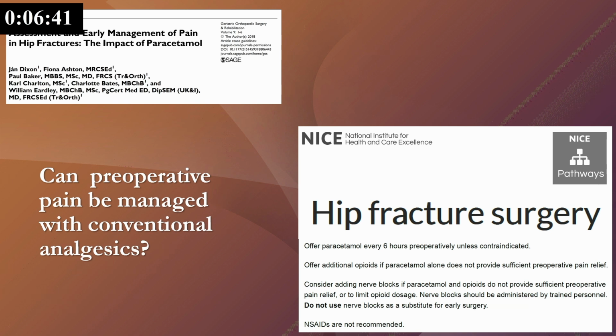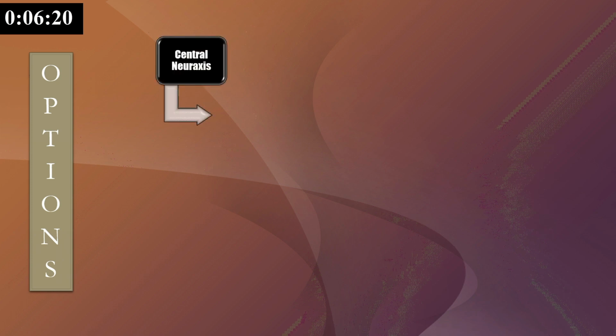So you might think, can I throw in a few conventional intravenous analgesics and get away with it? Well, the NICE guidelines do recommend that you can use paracetamol and not NSAIDs, but we know that there are certain limitations with what you can do with a bottle of paracetamol. So what options do you have? Of course, the central neuraxis is there. You can do spinals, you can do epidurals.